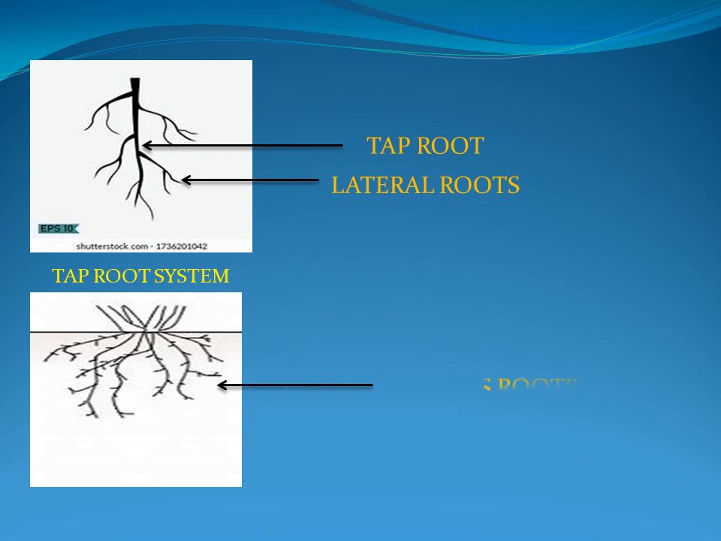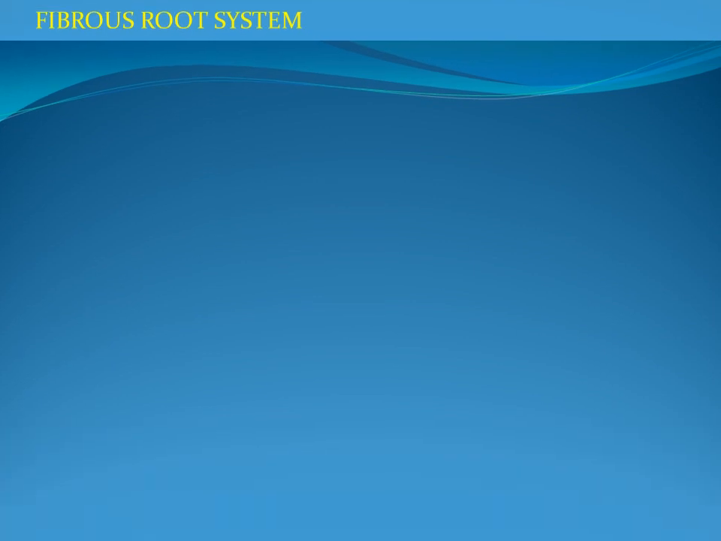Then let's go to the fibrous root system. You can see this is a grass plant, and you can see lots of different small roots coming from the plant, so they are known as the fibrous root system. The roots coming down from this plant are known as the fibrous root system. And a fibrous root system doesn't have a main root, there are only many roots coming away from the base.